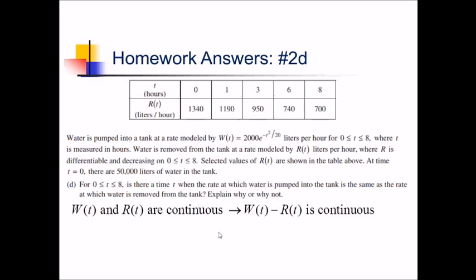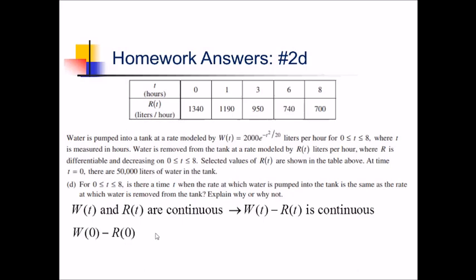All right, at this point, we're going to try to show that the output value of 0 is sandwiched between W minus R of some input on the table and W minus R of some other input on the table. So let me start by calculating W of 0 minus R of 0.